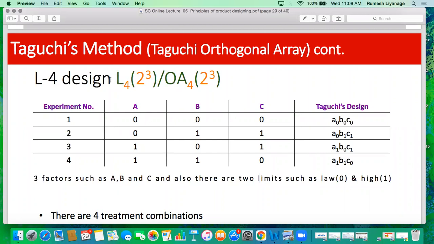The difference is here we use L, here we use OA. These are the standard figures, right? Standard methods.